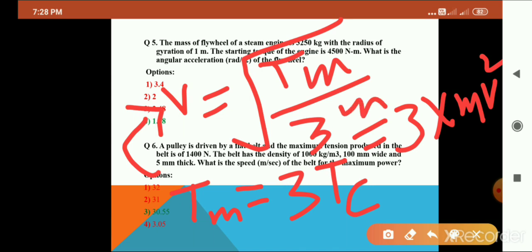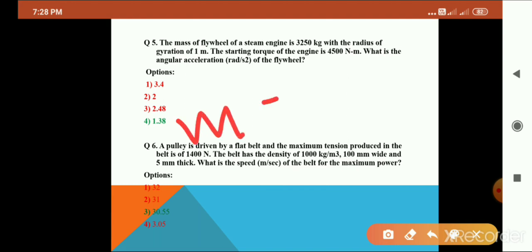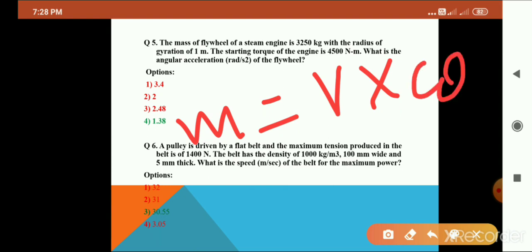Here all data is given. V we have to calculate. T max we know, T max is 1400 Newton, and m is not known, but here we have to calculate m. How will we calculate m? See, m equals volume into density. Weight density is given as 1000 kg per meter cube, and volume, how will we calculate the volume?